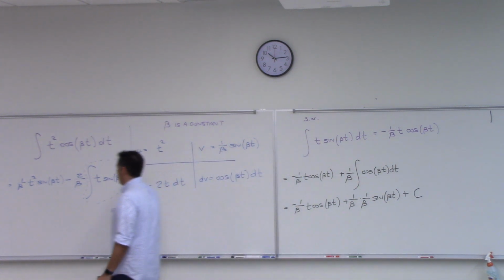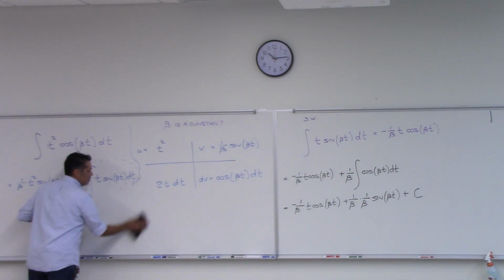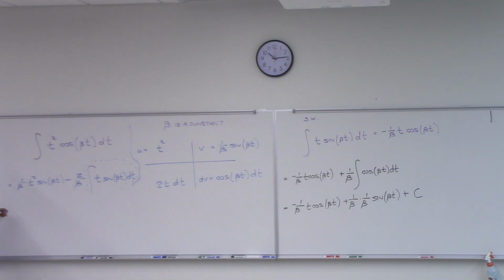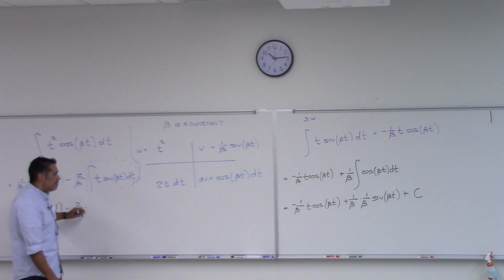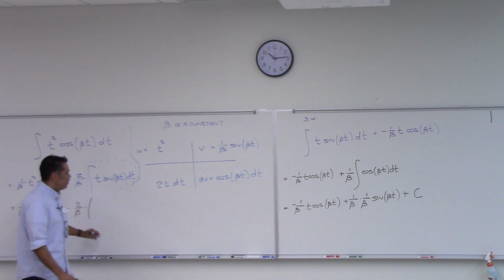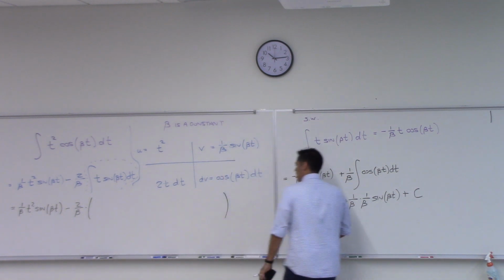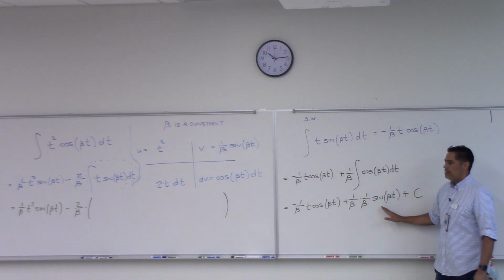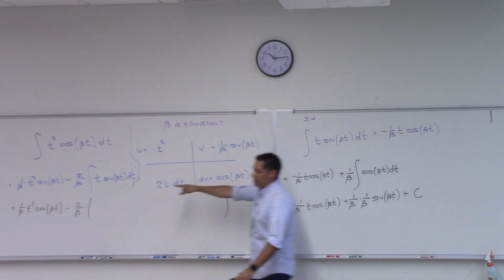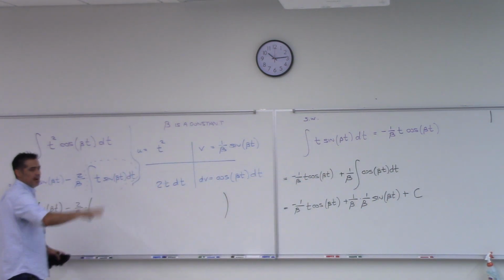So now I'm ready to come back here and fill in this purple thing with that. So I have 1 over beta t squared sine of beta t minus 2 over beta, and then all this times, I need to put all that in parentheses. Why does that need to be in parentheses? Because there's two terms here, right? There's this and this. So I've got to put all this in parentheses and distribute. This negative 2 over beta must distribute through to everything that's there.